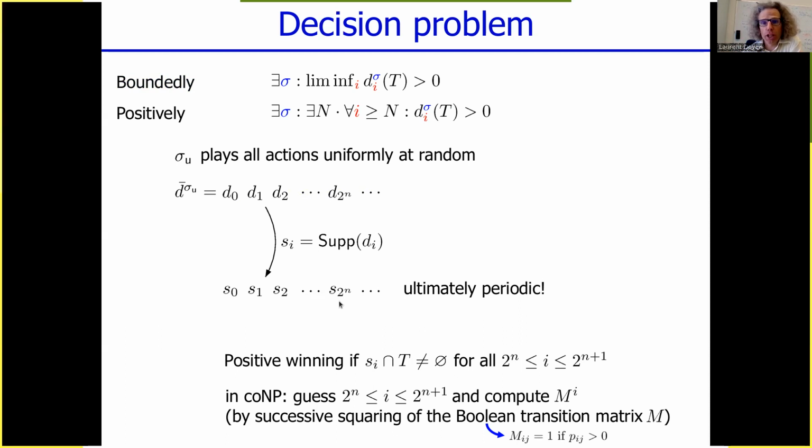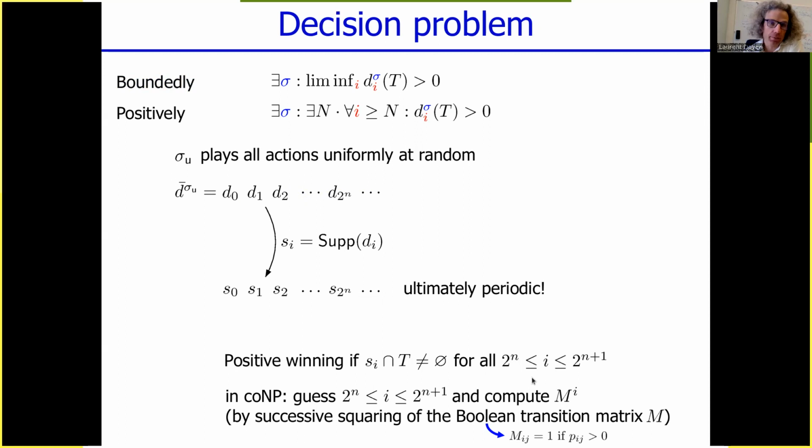Now, the condition we want to check is that each of these supports has a non-empty intersection with T from some point on. And we claim that it is sufficient to have a non-empty intersection over the periodic part of this ultimately periodic sequence. This means that if you check non-empty intersection for all indices between 2^n and 2^(n+1), you are sure that you cover an entire period of this sequence. Therefore, this is the condition that we need to check.